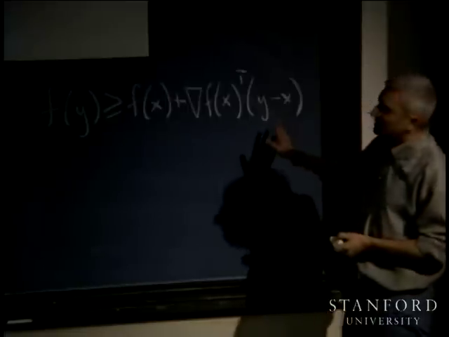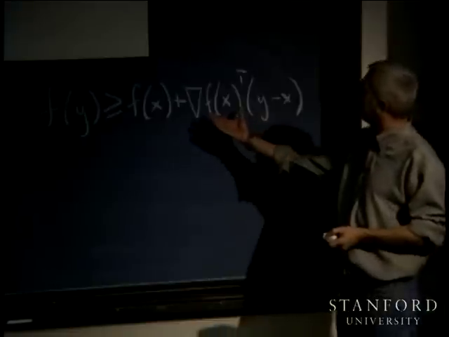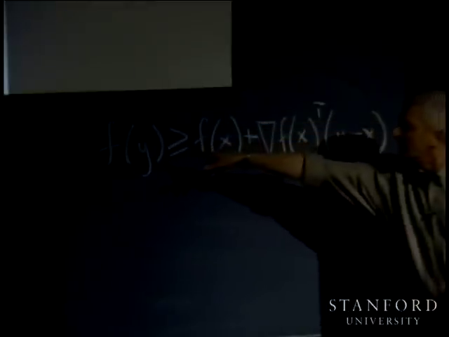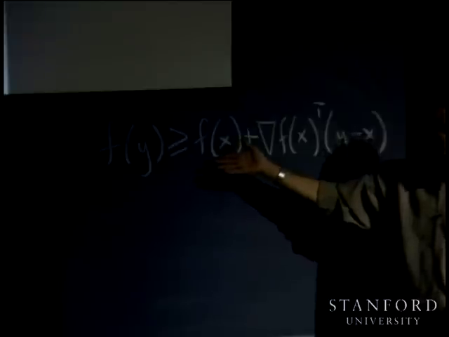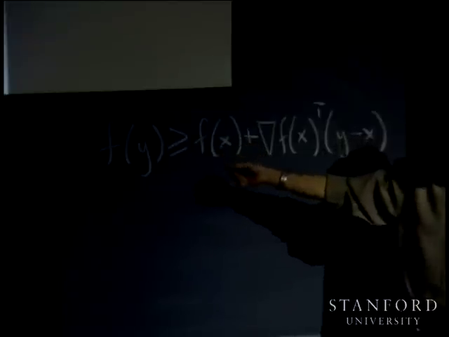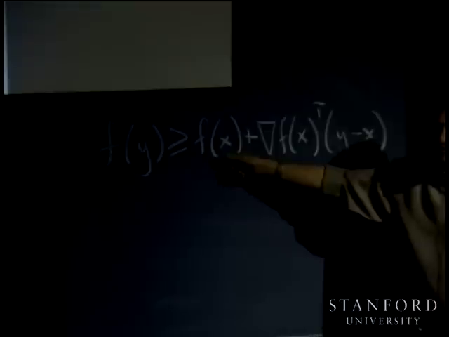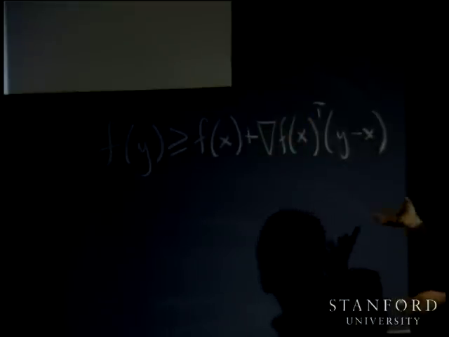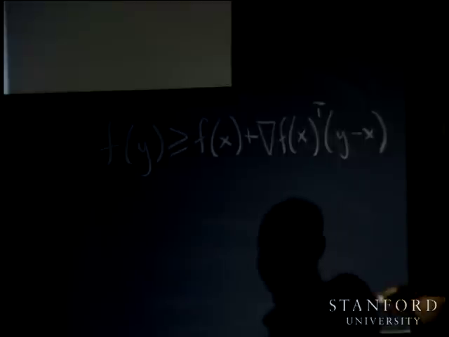So here's your basic inequality. Obviously, if the gradient is 0, it basically says that for all y, f of y is bigger than f of x. But that's basically the definition of x being the global minimizer of f, right? So that's simple enough. And then the other direction is also easy to show as well.